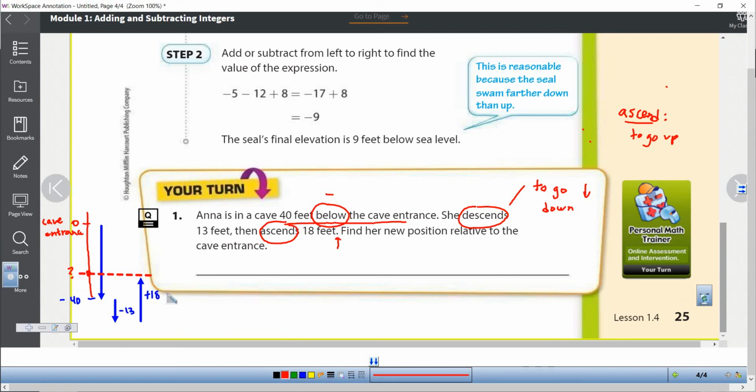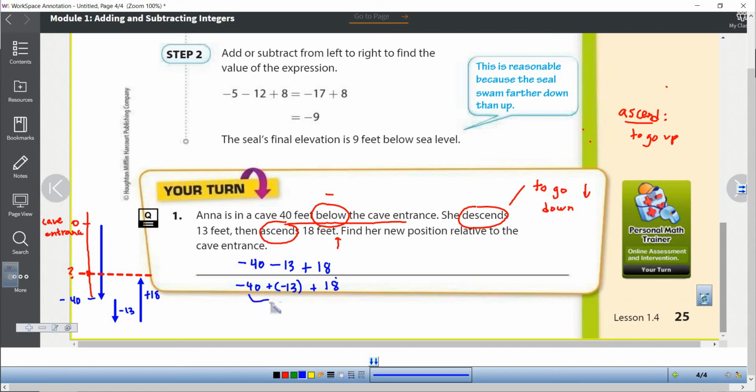Okay, so here's our math problem. So we're going to start with what? We're going to start with a negative 40. And because she descends, we're going to subtract that distance, 13. And then because she ascends, we're going to add 18. Okay? Okay, then we're going to take this problem and we are going to say that subtracting a positive is the same as adding a negative, because going down you can subtract a positive or you can add a negative, right? And then going up, we could change it to subtracting a negative, but we don't. Okay, we get 18.